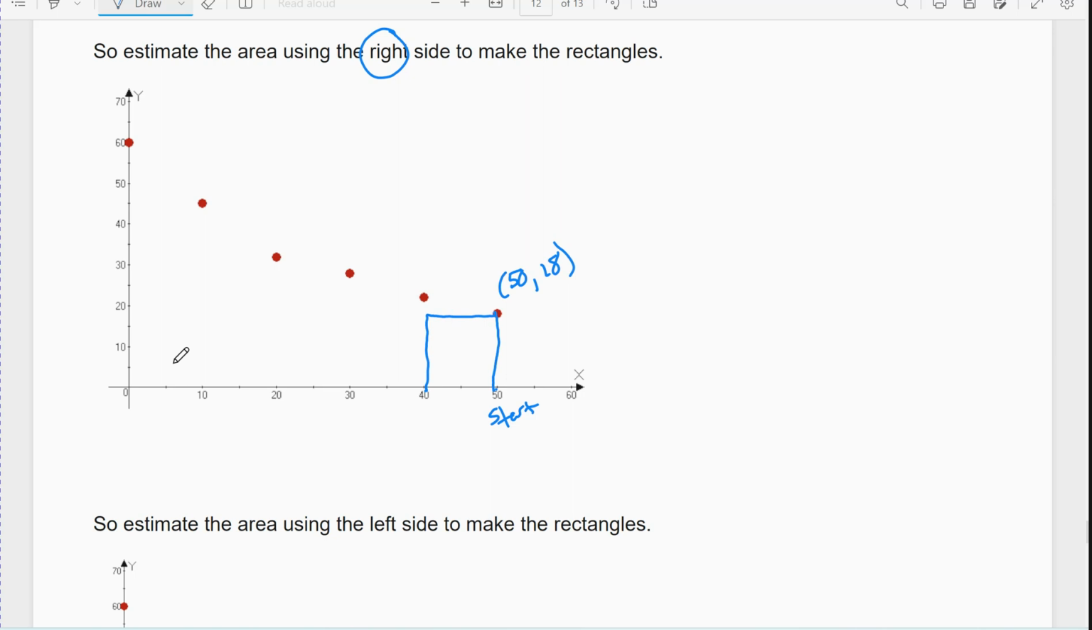Then the next rectangle would be at 40. So I'd go up to the dot at 40. Remember, this was 40, 22. 40 days, 22 was my rate of sales. So I go up to the dot, and then I go over, and there's my second rectangle.